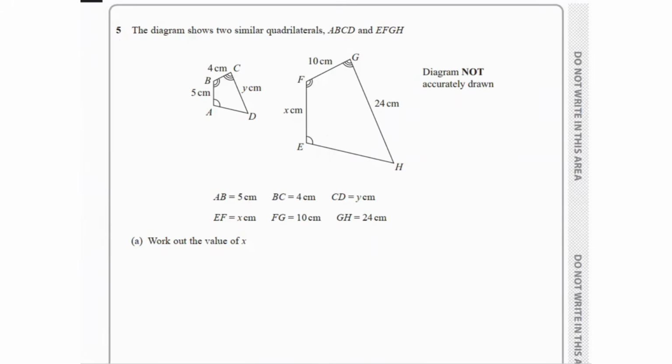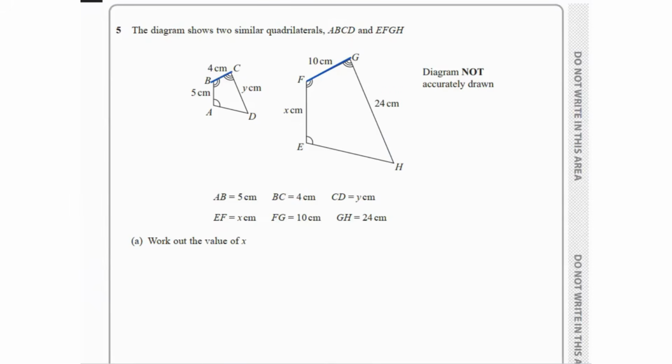So whenever we have similar shapes, you need to remember that each similar length, like corresponding lengths on both shapes, like for example, 4 and 10 are corresponding to each other. So 4 is turning into a 10 by a scale factor. And that same scale factor is turning 5 into X, and Y becomes 24. So the scale factor is common for all the lengths.